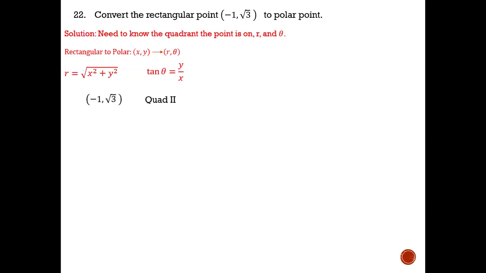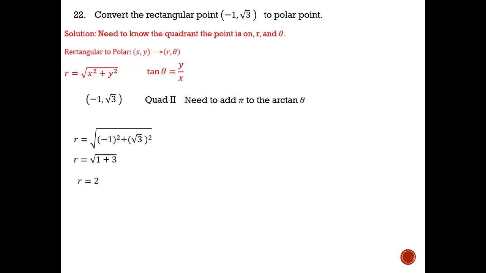We know that by this point that they're giving me, x is -1 and y is square root of 3. We're in quadrant 2, so we need to add pi to the arctangent of theta. Just keep that in mind. So let's get our radius by plugging in our values, and we find that our radius is 2. So let's find tan of theta. Tan of theta is equal to the square root of 3 over -1, so tan of theta is equal to negative square root of 3.